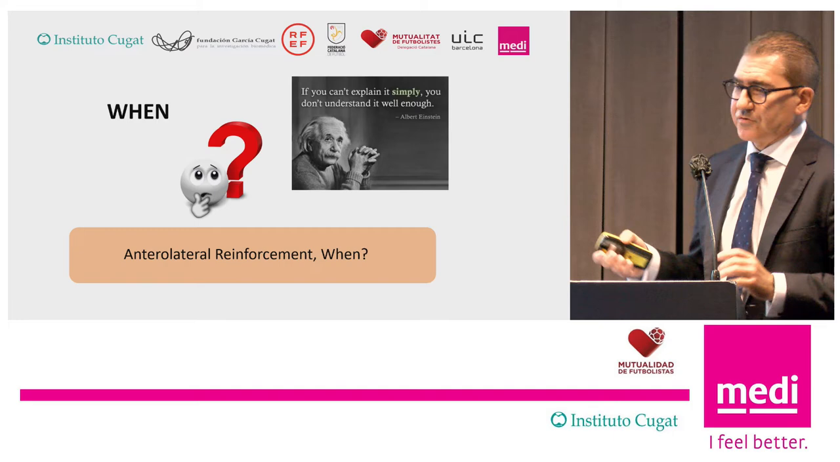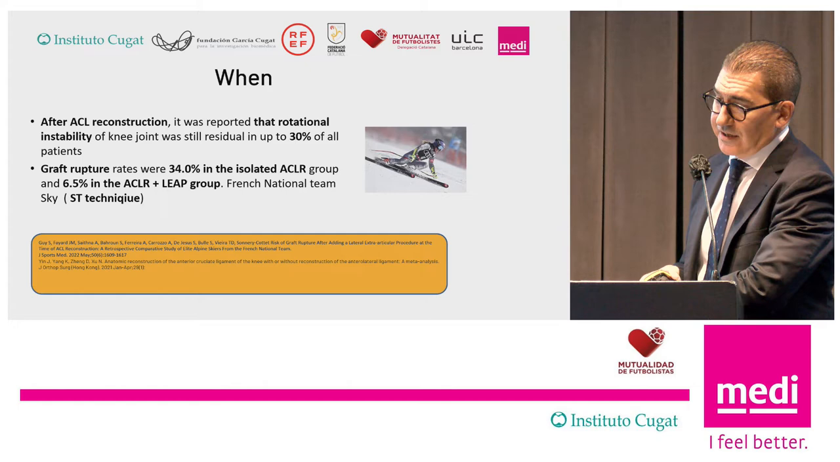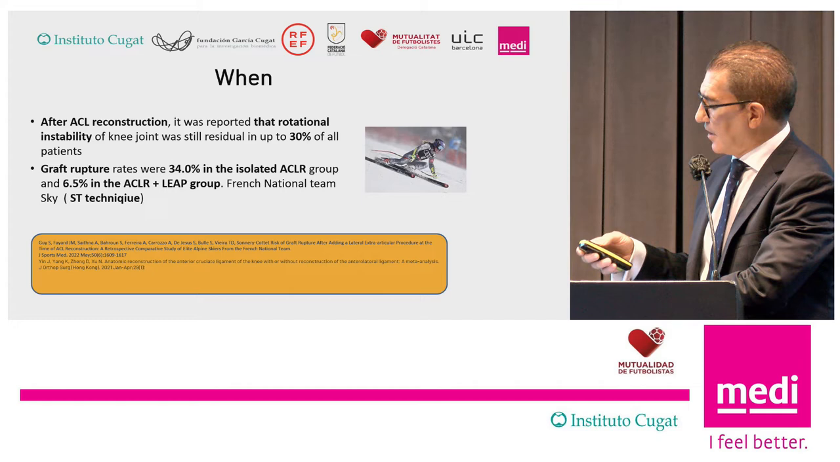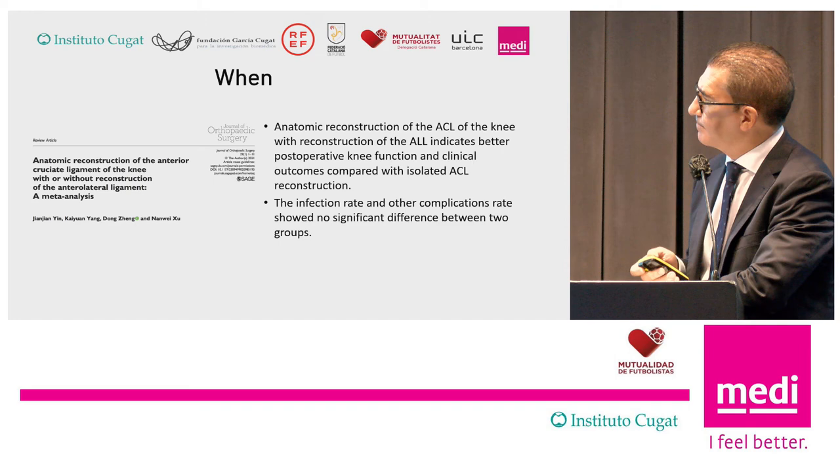When? The second question is when do we perform it? The same group performed a study with professional skiers performing only ACL reconstruction. The rate of rupture, in more or less 30 patients with anterolateral and ACL, is like 65%. But the reconstructions were with hamstrings. This is important for us.